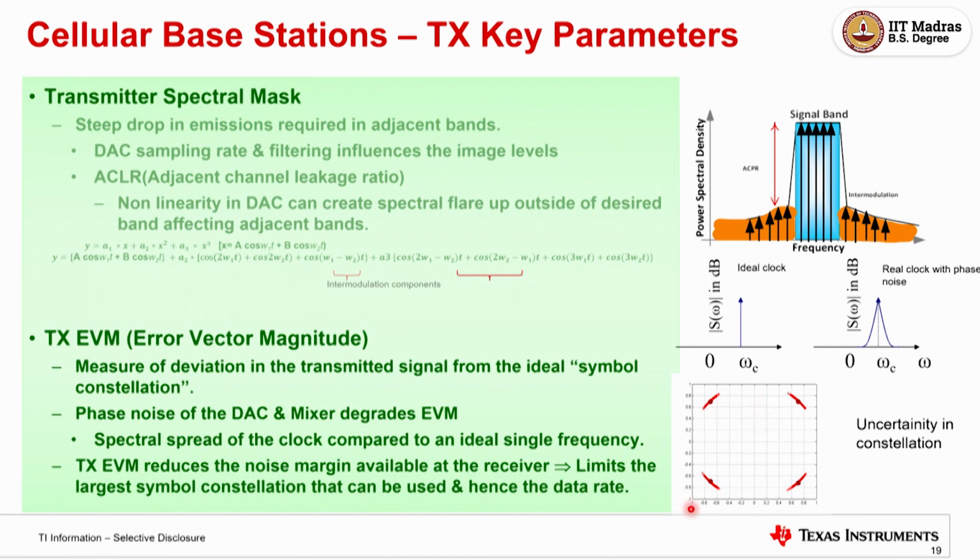So this decides how many bits you can send. That is the other key concept of a transmitter. In any transmitter, these are the two things: one is spectral mask and the other is EVM. These are the two critical specs. One is decided by non-linearity, and the other is decided by noise, or what we call phase noise. It's the error in the frequency of your mixing, and it's called phase noise.